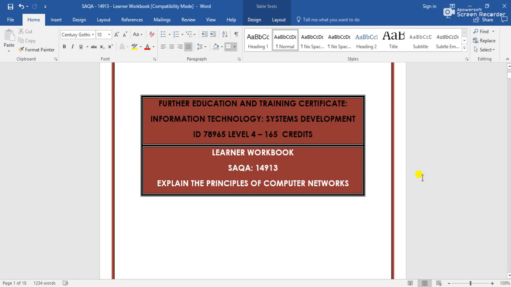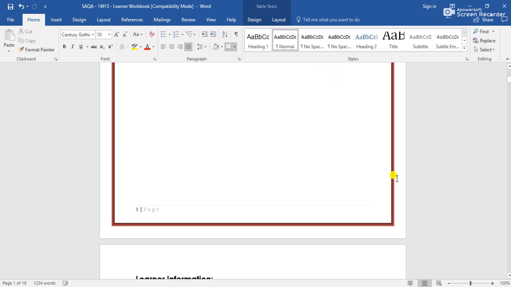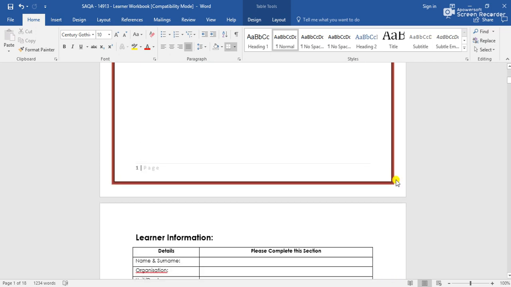Hi guys, today's topic is about explaining the principles of computer networks. It's under Unit Standard 14913. So before we continue with our topic of the day, I just want to go through our learner workbook.